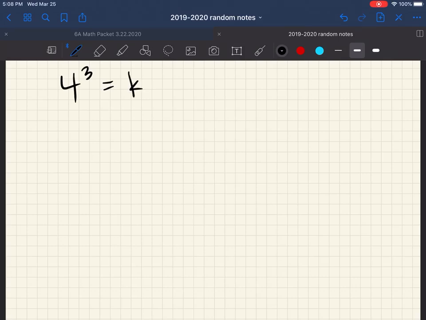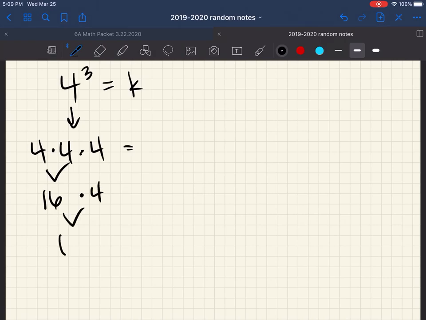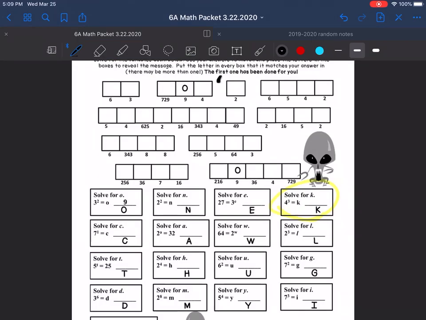So we know that 4 to the third power is equal to 4 times 4 times 4. 4 times 4 is 16, and 16 times 4 is 64. I hope I'm right, because now I don't have any of you there to tell me if I'm wrong. But 64 should be equal to k. So for k, I'm going to put 64. Then after that, I want to do one more.